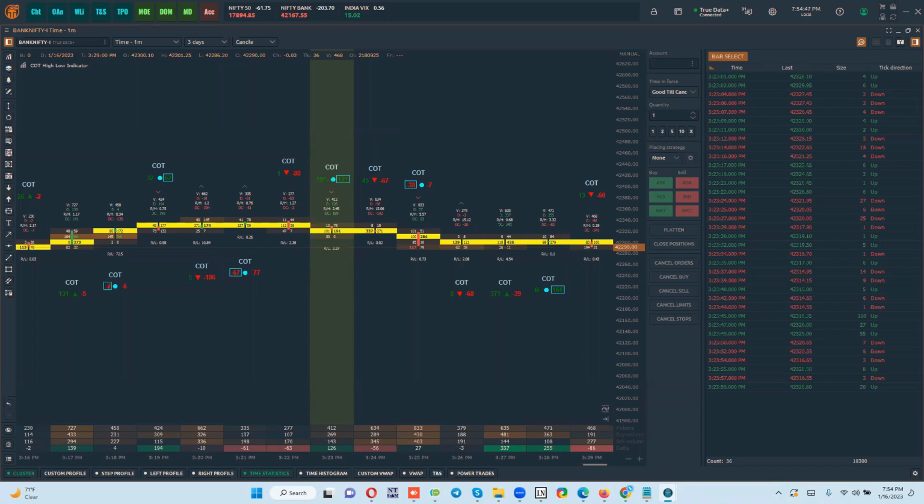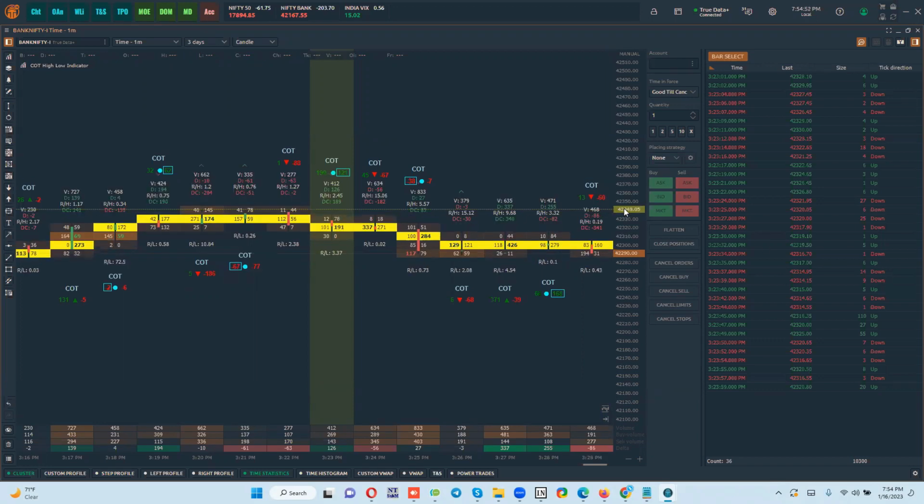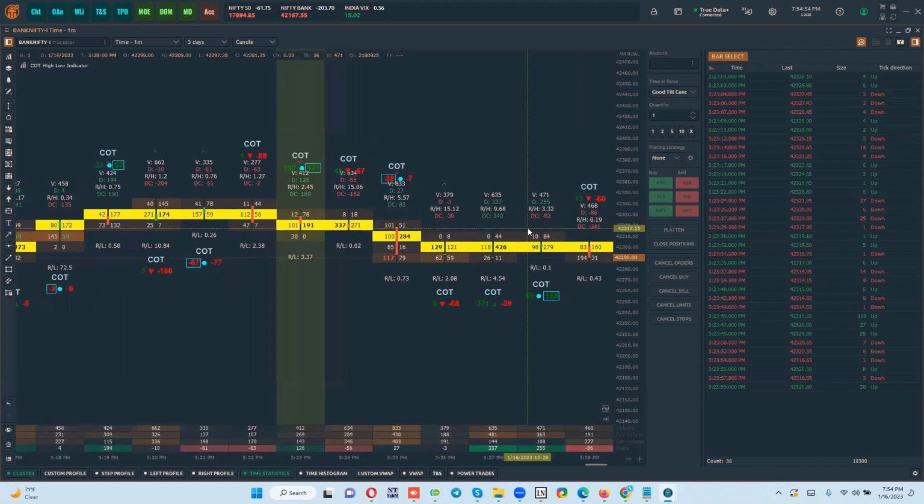Don't we get similar information from the cumulative delta? No, because cumulative delta is a calculation based on the delta. As I told you, delta is nothing but the buyers and sellers for the entire bar. Here we are not looking at the entire bar. We are looking at from the high till the close and from the low till the close. So that is the information.